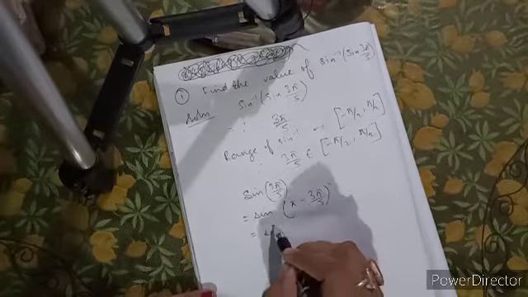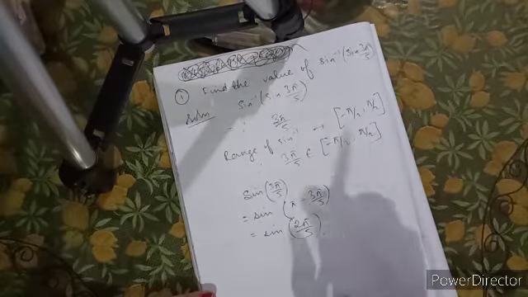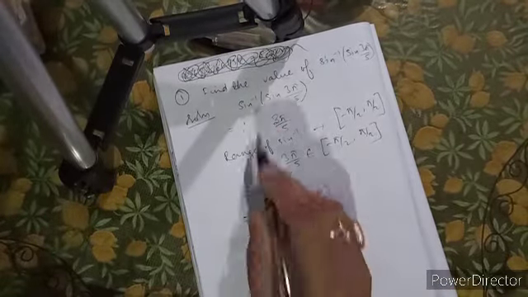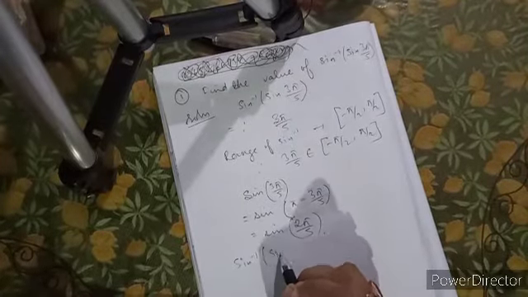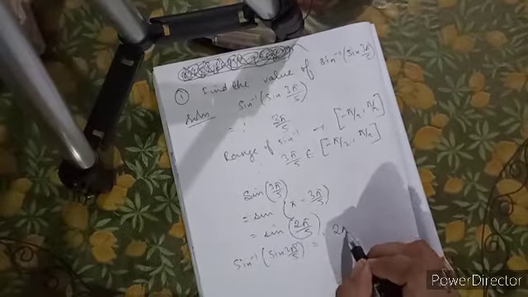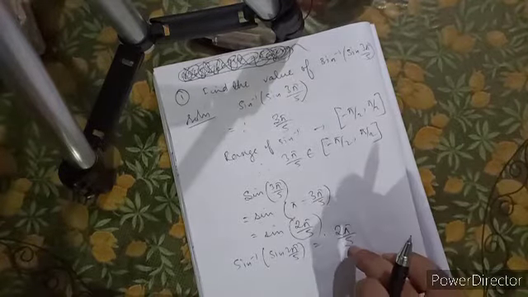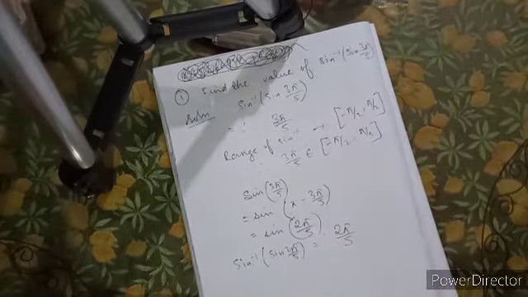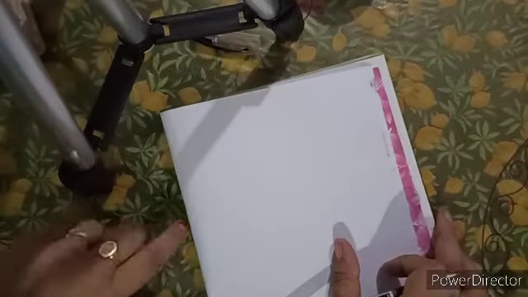So how much will we get? Sine 2 pi by 5. Putting this value in the solution, we can write sine inverse sine 2 pi by 5. That will be coming as 2 pi by 5. And 2 pi by 5 belongs to the given interval. So the value will be 2 pi by 5.